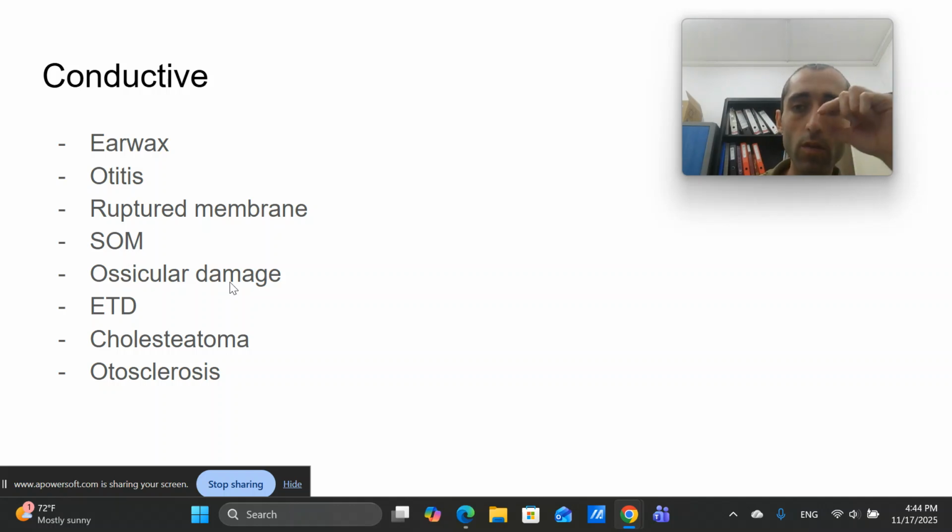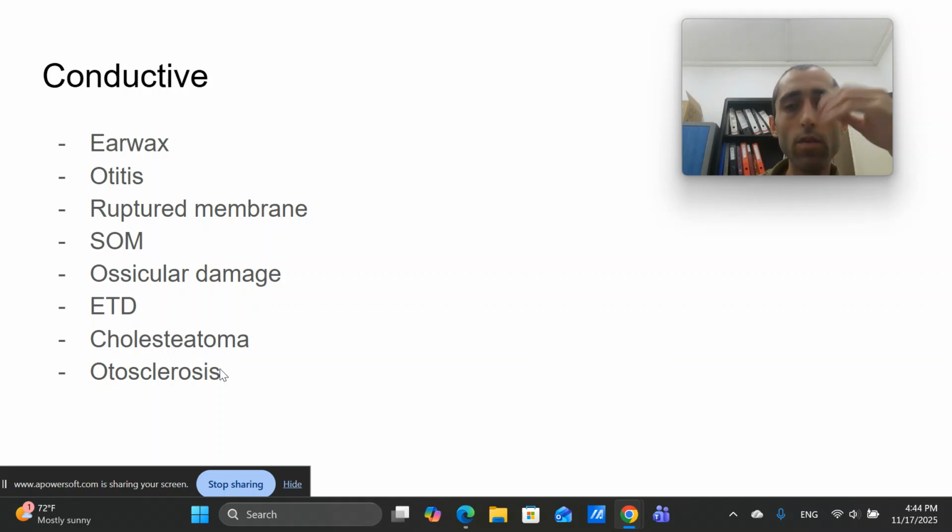Ossicular damage: the ossicular chain, malleus, incus, and stapes, doesn't propagate the sound wave as expected. For example, if there is damage, discontinuity, rupture, or a break. Eustachian tube dysfunction, for example, upper respiratory tract infection or allergies, can cause edema in the Eustachian tube and closure of the Eustachian tube. Cholesteatoma in the middle ear will just destroy everything there, so it will cause conductive hearing loss.